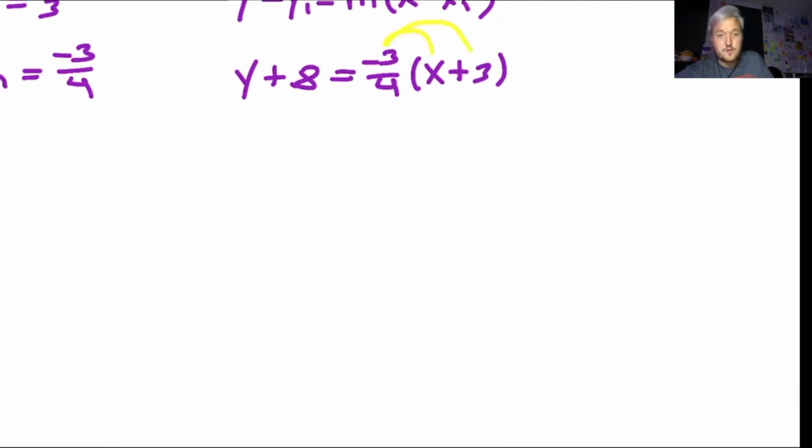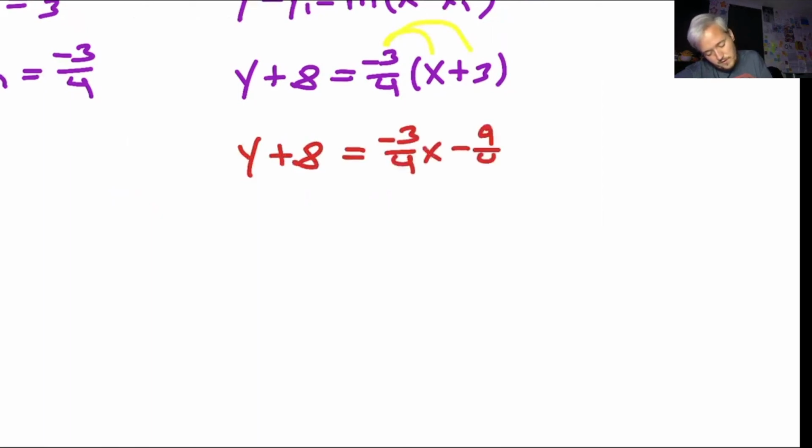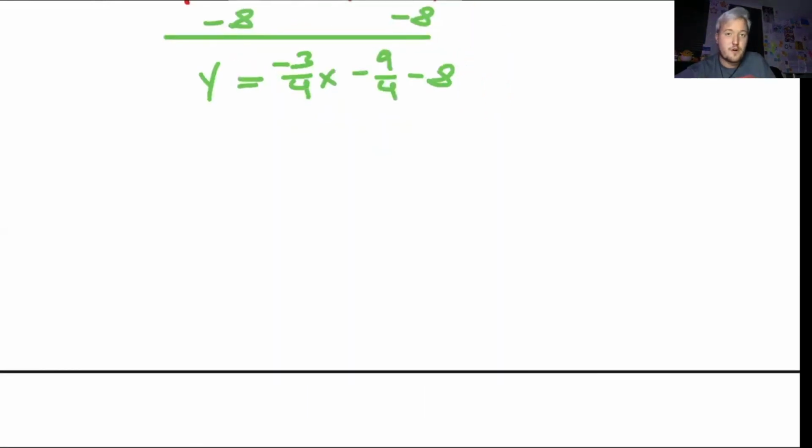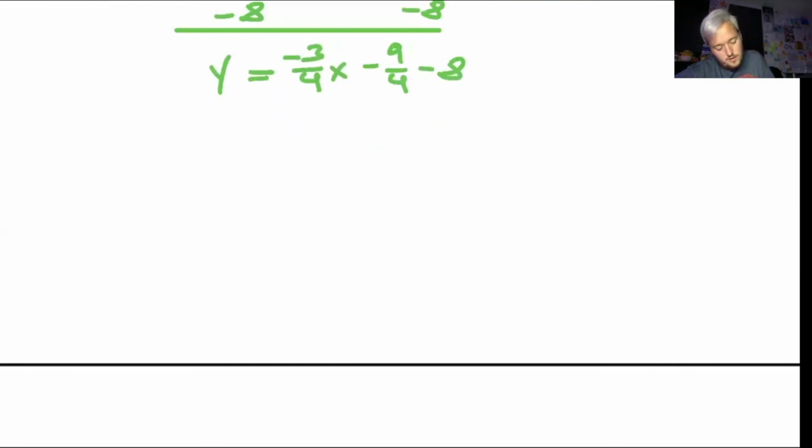Wow, these equations are actually really gross. So y plus 8 equals negative 3/4 x minus 9/4. Now I'm going to subtract 8 on both sides. So I make this equation 10 times worse. So y equals negative 3/4 x minus 9/4 minus 8. This is where you start crying because this equation is so disgusting, but everything's fine.